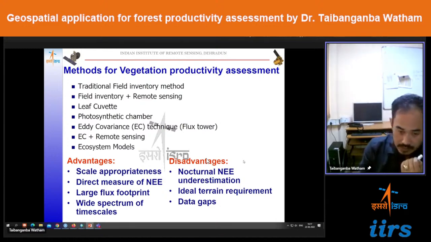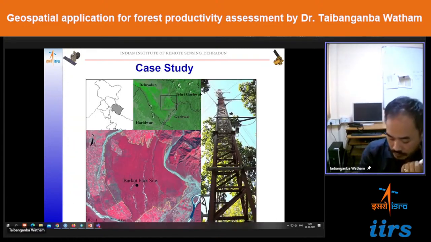So next, what we'll do is look at how we have used this flux tower measurement as well as the remote sensing technique. I'll give you some case studies of what we have done in IIRS in the estimation or assessment of GPP, or the gross primary productivity, using remote sensing as well as the ground measurement data, and how you can do the same with other models also.